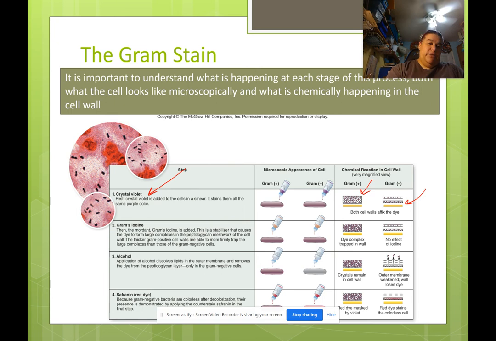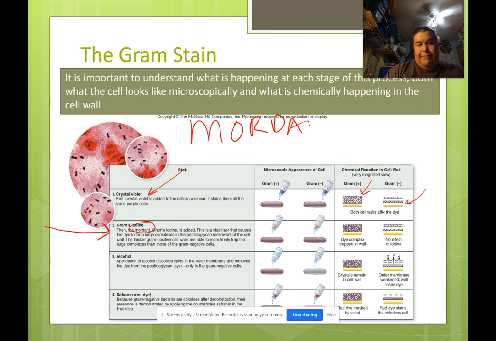So the next thing that we are going to do is we are going to add something called gram's iodine. It is iodine, okay? The thing is, gram's iodine is what they call a mordant, okay? Mordant. It actually causes the crystal violet to kind of bind to itself and stabilizes it into these large chunks of crystal violet that have basically all anchored into this peptidoglycan. So it tangles it together. Okay. This is a stabilizer. It causes the dye to form large complexes in the peptidoglycan meshwork of the cell wall. The thicker gram positive cell walls are able to firmly trap the large complexes compared to the gram negative.